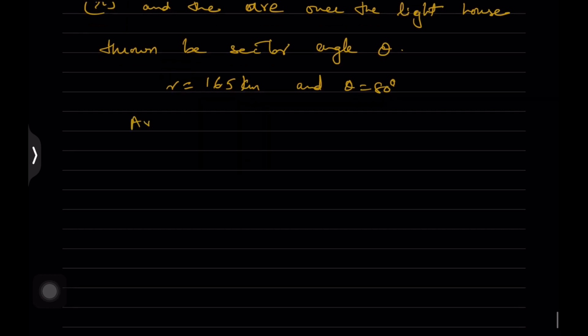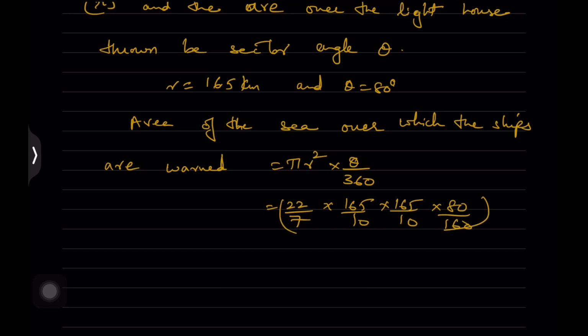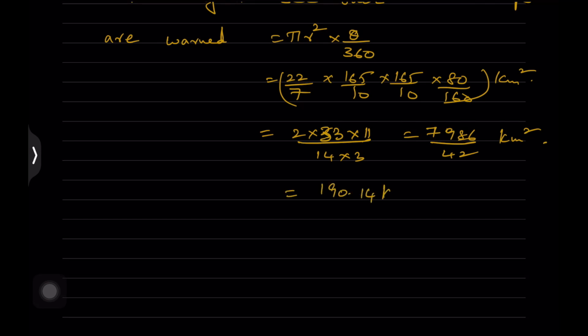So the area of the sea over which the ships are warned is equal to pi r square into theta by 360, which is equal to 22 by 7 into 165 by 10 into 165 by 10 into 80 by 360 kilometer square, which is equal to 2 into 33 into 11 divided by 14 into 3, which is equal to 7986 divided by 42 kilometer square, which is equal to 190.14 kilometer square.